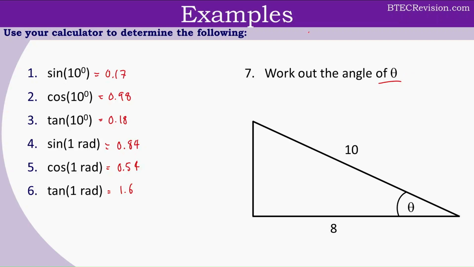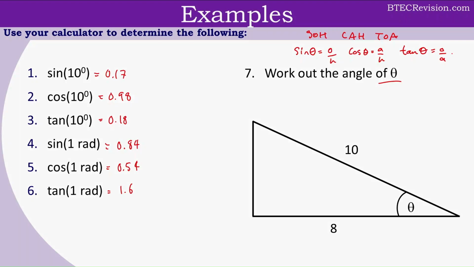So we can start by writing SOHCAHTOA, which is an abbreviation for sine theta is equal to opposite divided by hypotenuse, and CAH stands for cos theta equals adjacent divided by hypotenuse, and TOA, tan theta equals opposite over adjacent.